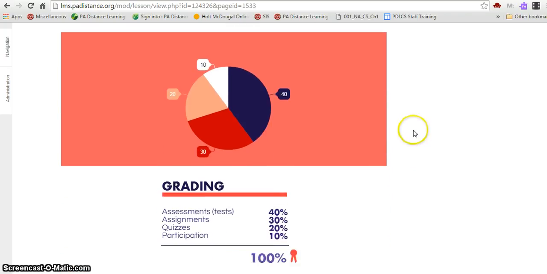So how do grades work? You may have seen this before in your other classes, but here's a handy-dandy infographic to help you out. For assessments, it's 40%. Unfortunately, those are the big kahunas. Those are tests. And then assignments are worth 30%. Quizzes are worth 20%, and participation is worth 10% of your grade.